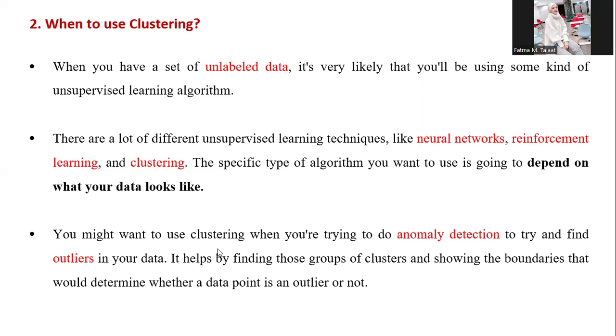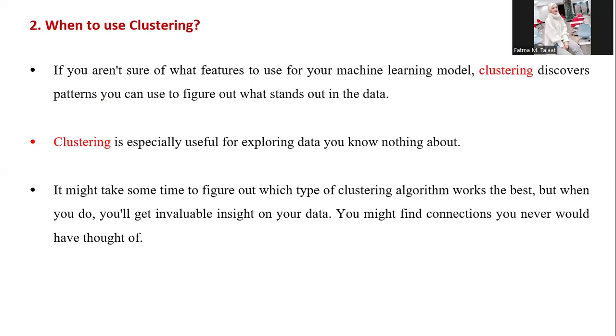You might want to use clustering when you're trying to do anomaly detection to try and find outliers in your data. It helps by finding those groups of clusters and showing the boundaries that will determine whether a data point is an outlier or not. If you are not sure of what features to use for your machine learning model, clustering discovers patterns you can use to figure out what stands out in the data. Clustering is especially useful for exploring data you know nothing about.